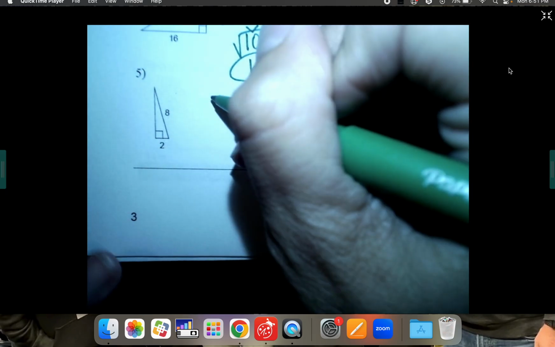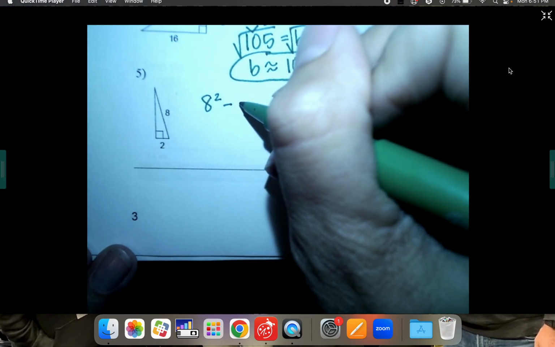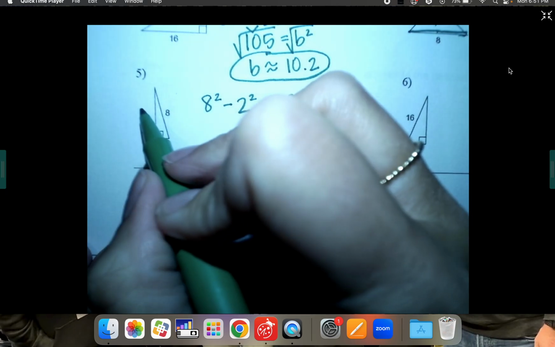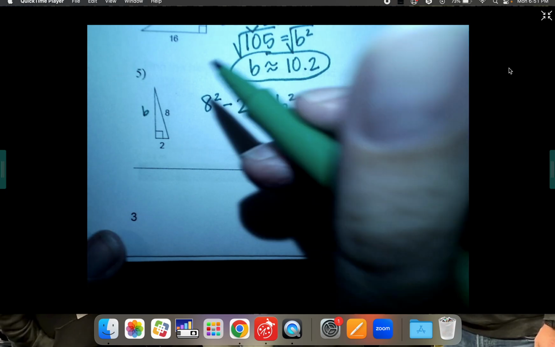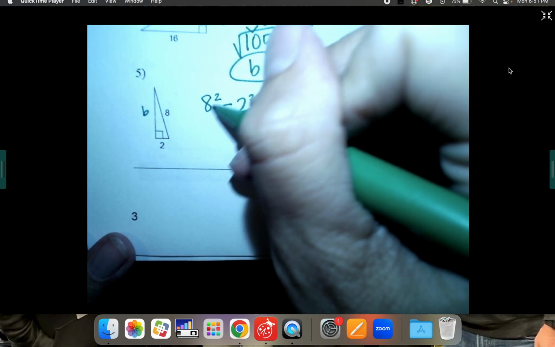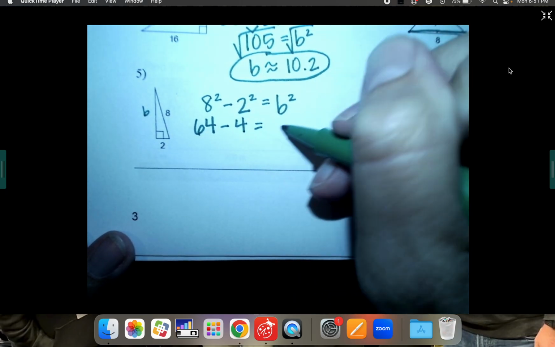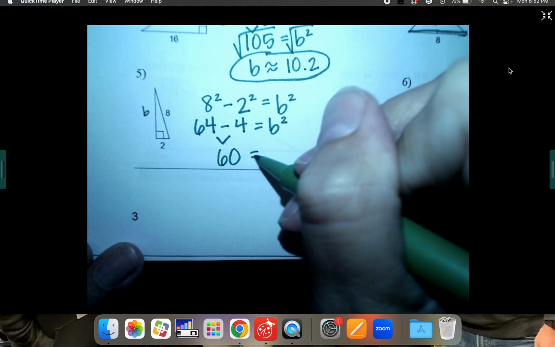The hypotenuse, the long leg, is 8. So we're going to do 8 squared minus one of the shorter legs, which is 2 squared. And that's going to equal my missing leg side. I'm going to call it B, my leg length. 8 squared is 64. 2 squared is 4. 64 minus 4 is 60.